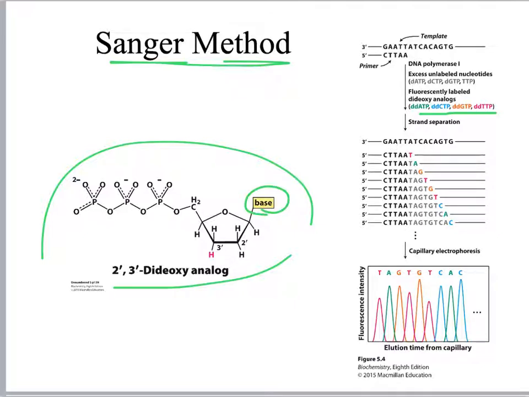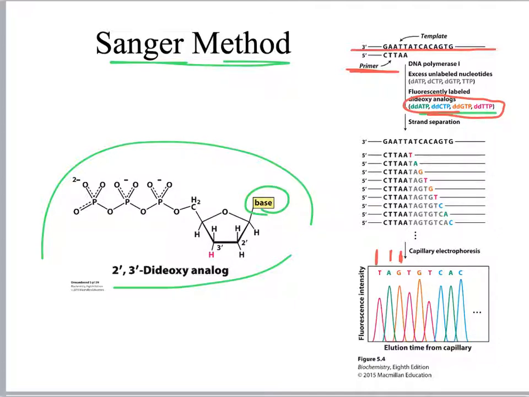Basically, as you go through the process, looking up here at the top, you have your template strand, and from that template strand you add a primer, and onto this primer you're going to start growing the chain based on the template strand. These bases, which are fluorescently labeled, are going to be added one at a time to the growing chain. Each time one is added, you are going to see a band that corresponds to the fluorescence of that particular dideoxy analog.